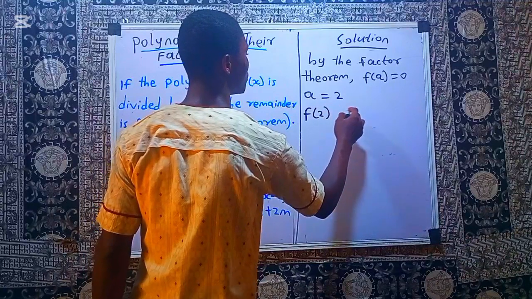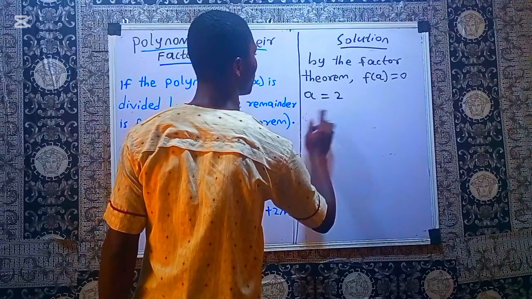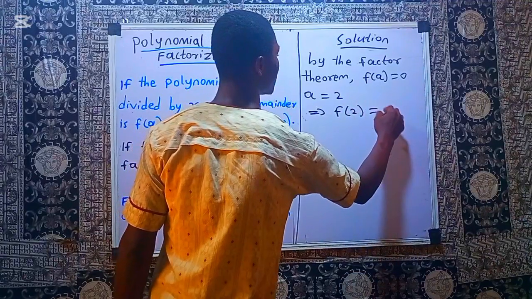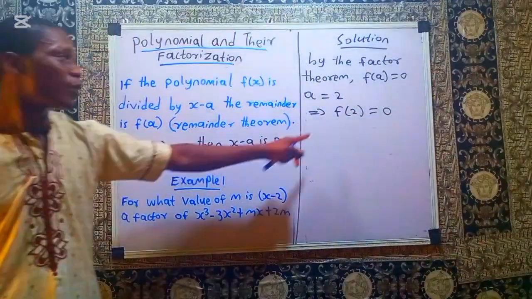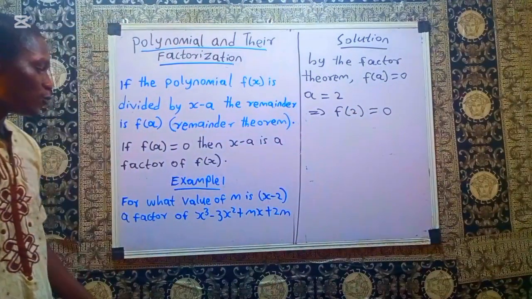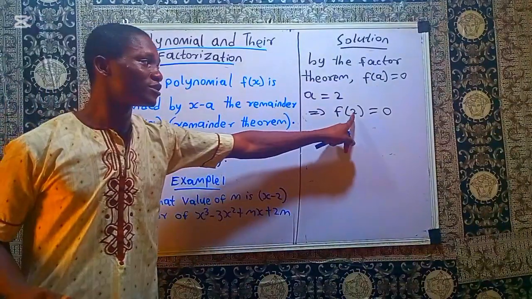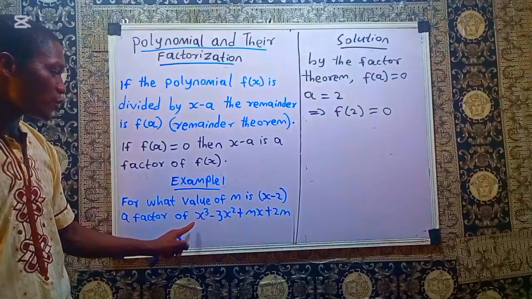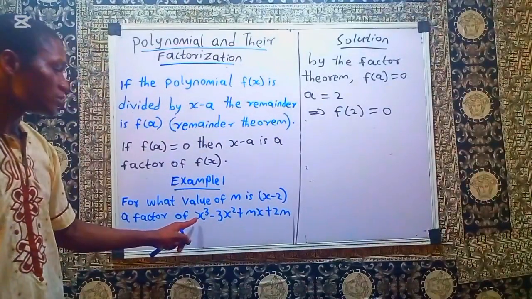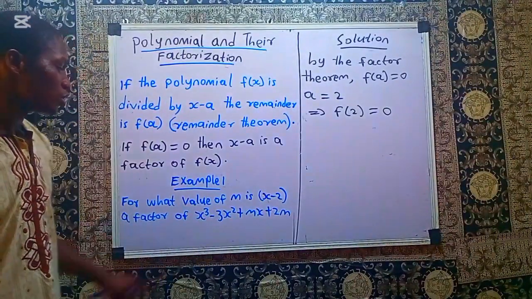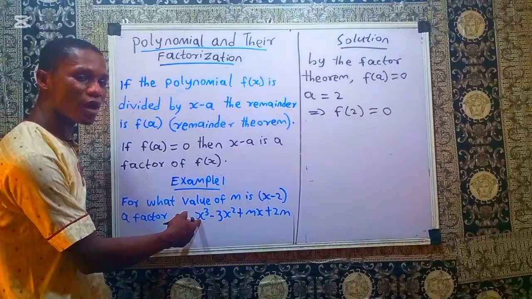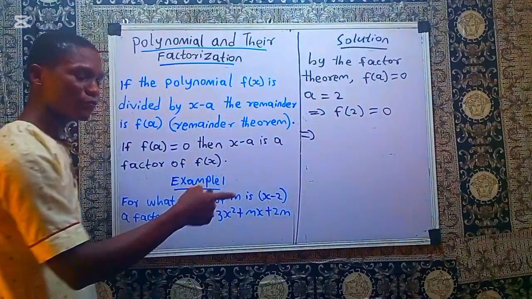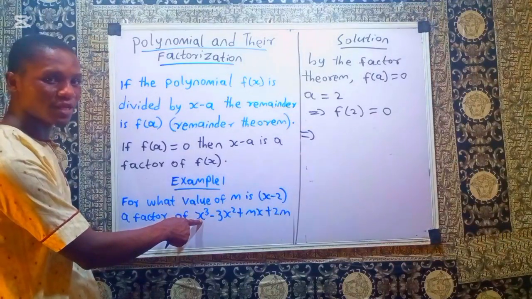So this implies that f of 2 will be 0 by the factor theorem. But what is this 2 here? 2 is a particular point of x. So anywhere you see x here, you are going to substitute it for 2. Here I'm having x raised to power 3. So I want to evaluate f of 2, and in this place I will replace x with 2.